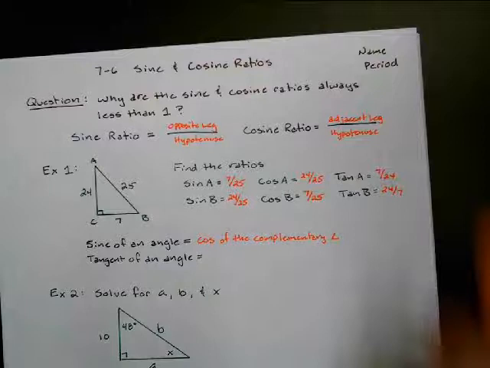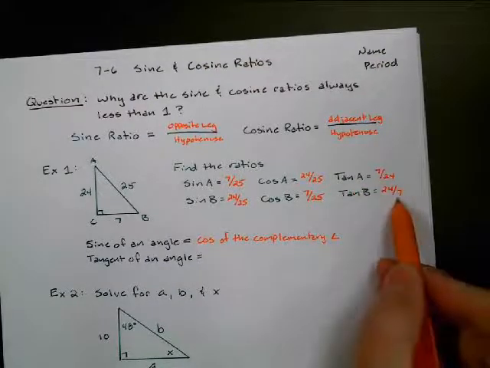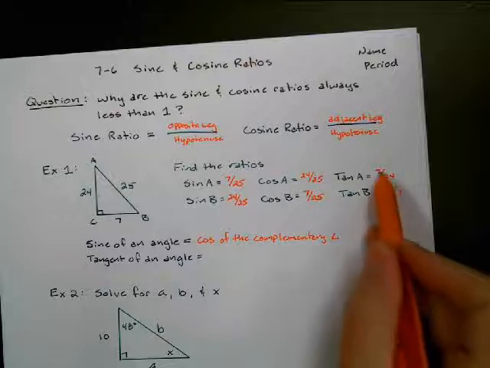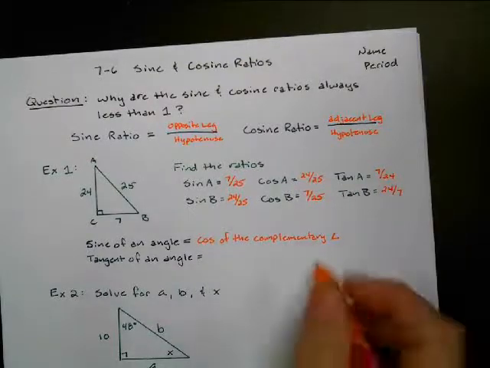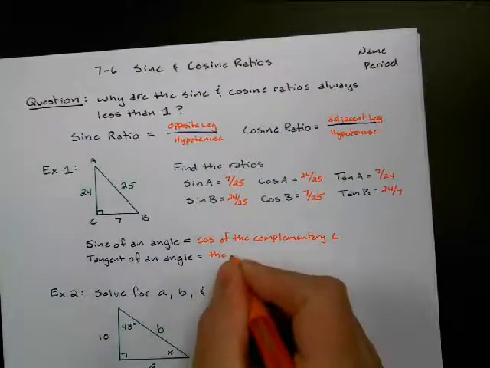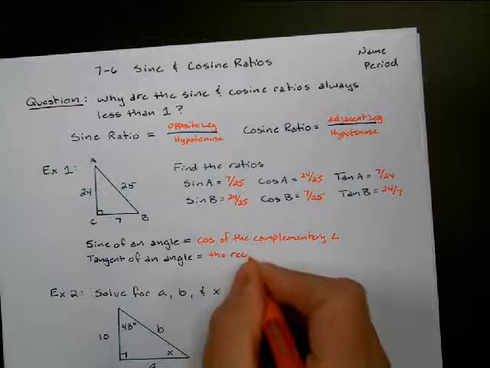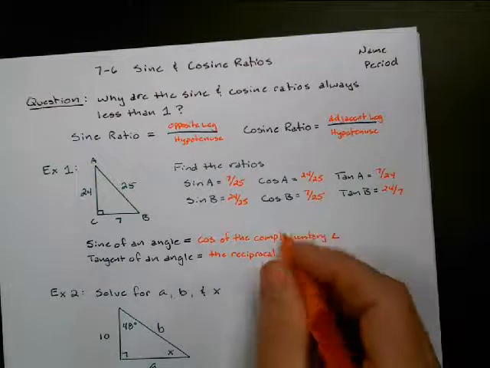Now in tangents, the tangent of one angle compared to the tangent of the other angle, see how these are reciprocals? They've been flipped over. So the tangent of an angle is the reciprocal of the tangent of the complementary angle.